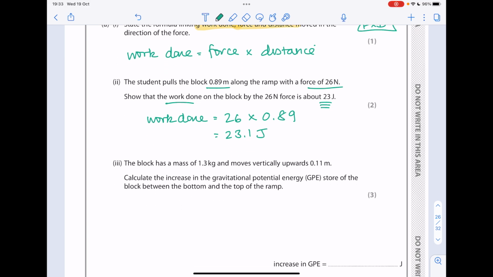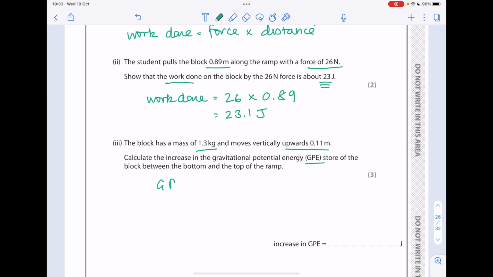The block has a mass of 1.3 kilograms and moves vertically upwards 0.11 meters. Calculate the increase in GPE. So you need this equation, which states that GPE equals mgh. We know the mass is 1.3, gravity on Earth is 10, the height is 0.11. We have a value of 1.3 joules.